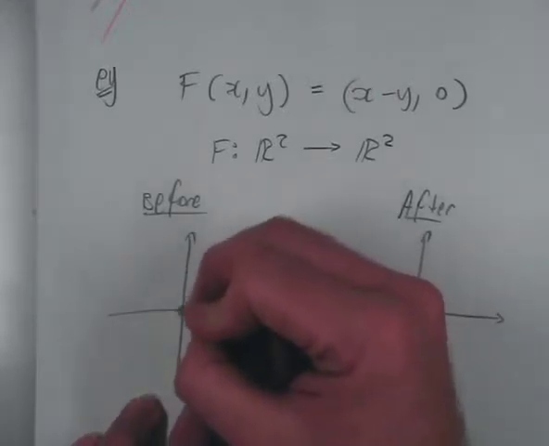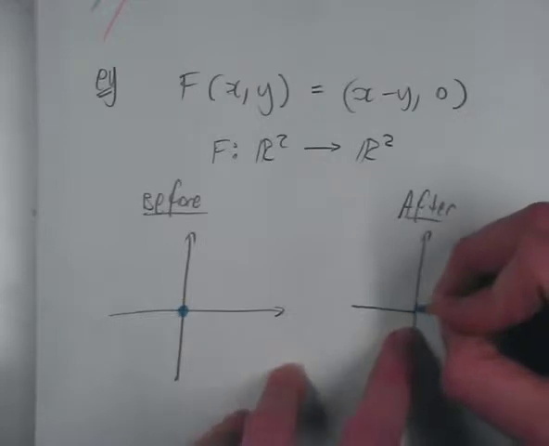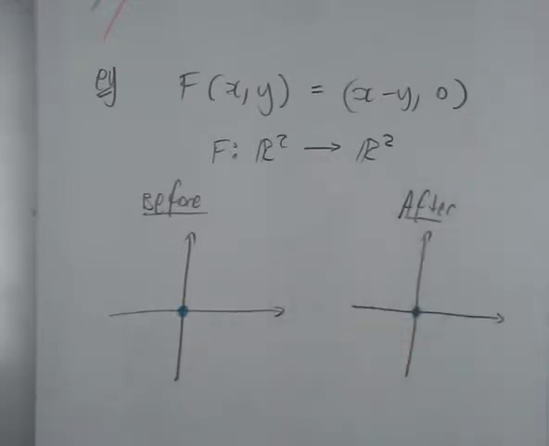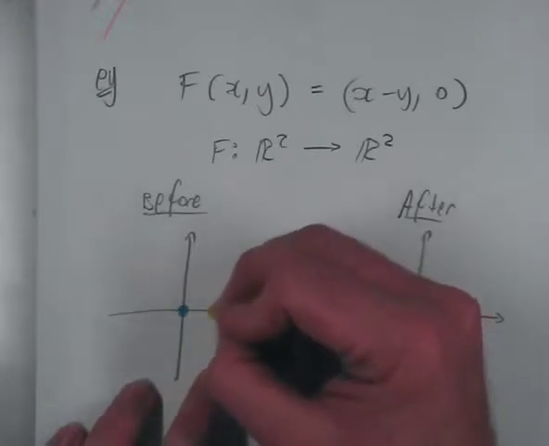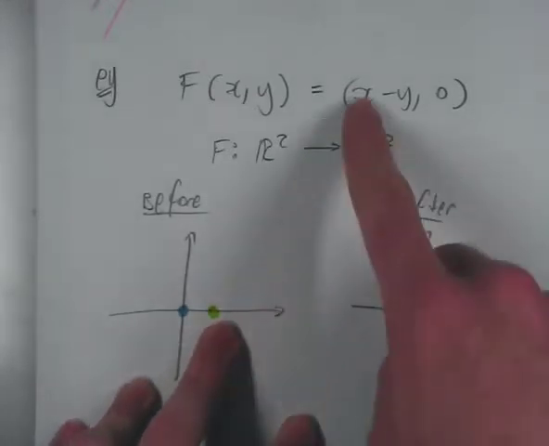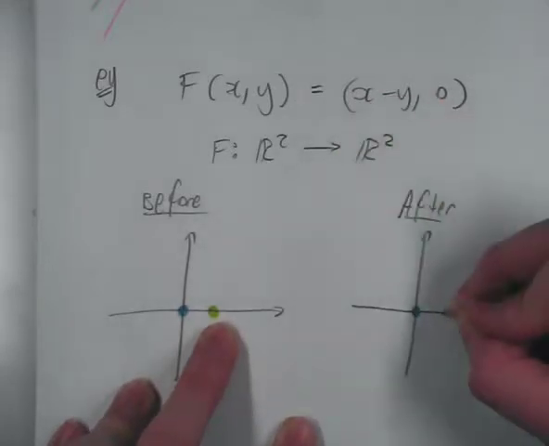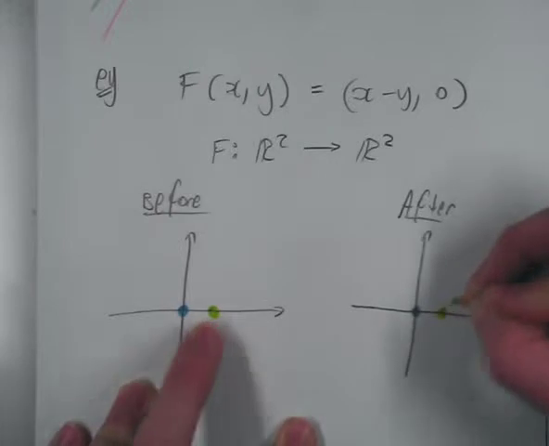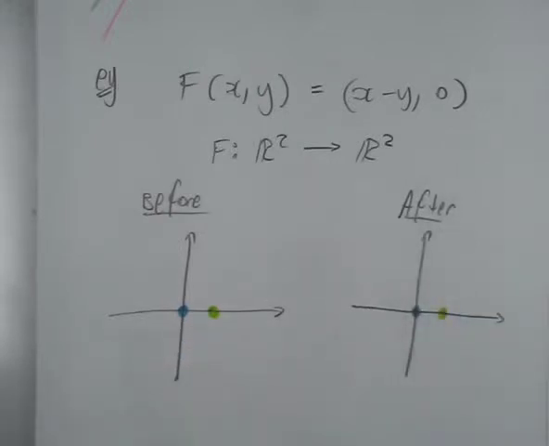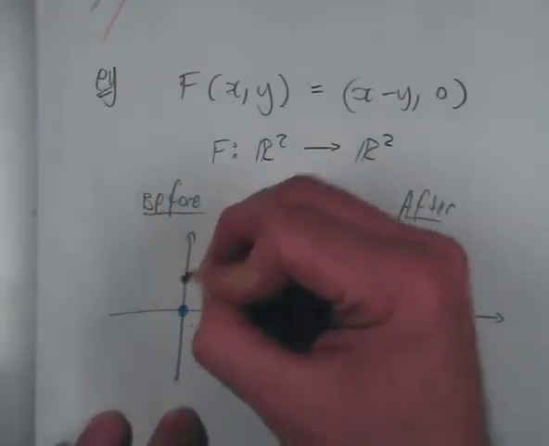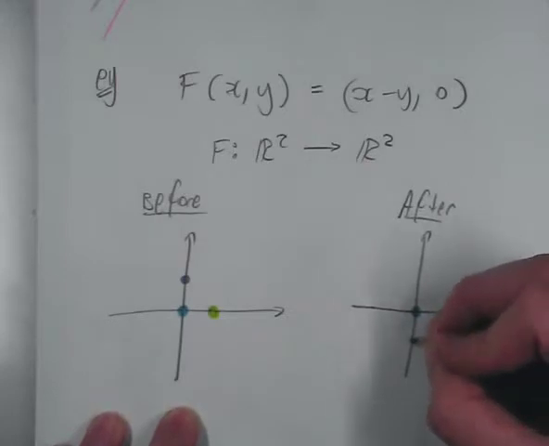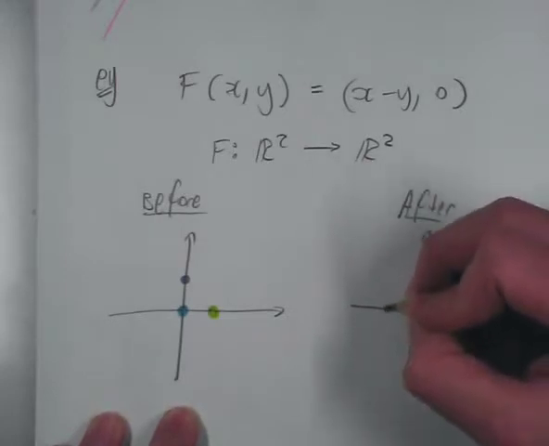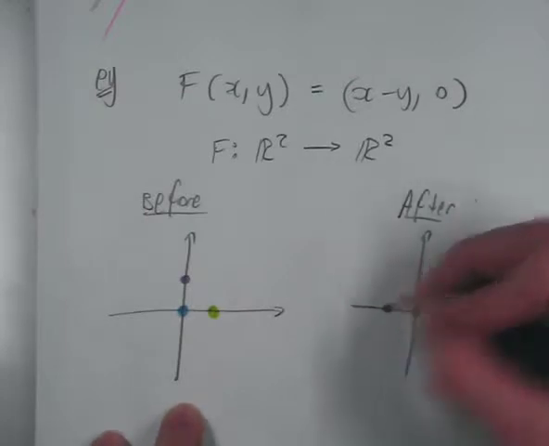So the origin here, (0, 0), as always, will end up at (0, 0) afterwards. That's always true for a linear transformation. Okay, and what about the point (1, 0)? I put (1, 0) into the formula, I get (1 minus 0, 0), so that's in the same place as it used to be. Okay, and what about the point (0, 1)? That ends up at (-1, 0). Okay, cool.